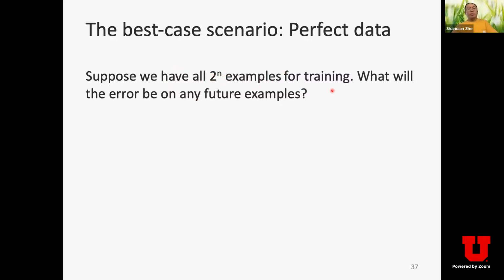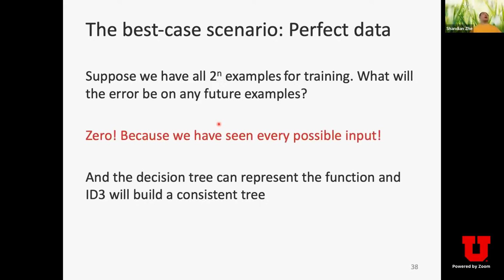So if we use all those examples for training, with the trained classifier or decision tree, what will be the error on any future examples? 0, right? Because in the training stage, we have already seen all possible instances in the instance space. If you use some future example to test, the decision tree has already seen it in the training stage, and the decision tree is known to perfectly fit all the training data, so it will correctly classify that future example as well. So in that case, we have a 0 testing error. Everyone is good?